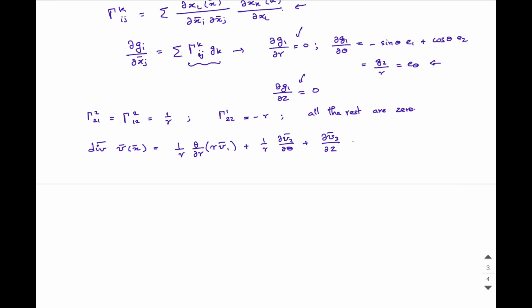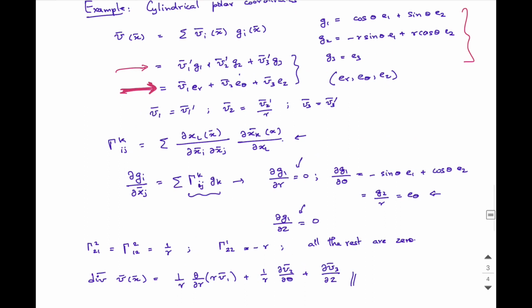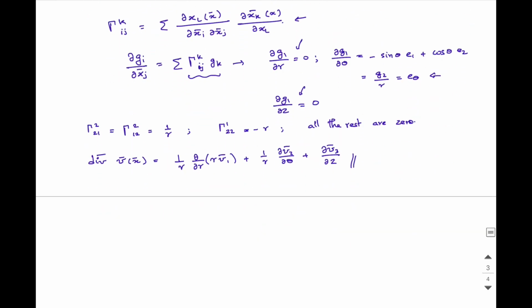Again, it's very important to note that these components that you see, v1 bar, v2 bar and v3 bar, are with respect to e r, e theta and e z, not g1, g2, g3. That's important to keep in mind.